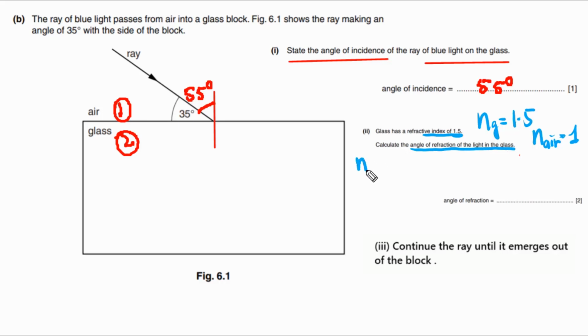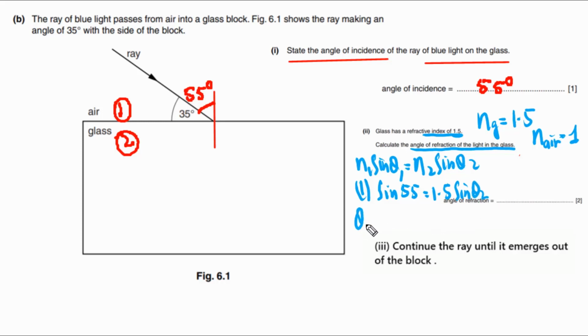Then we can write down Snell's equation: N1 sine of theta 1 has to be equal to N2 sine of theta 2. In this case, N1 for air is equal to 1. Simply we can write down this is 1. And theta 1 is equal to 55 degrees. We can write down here N2 is equal to 1.5. This is the refractive index of glass, and theta 2 we have to find out.